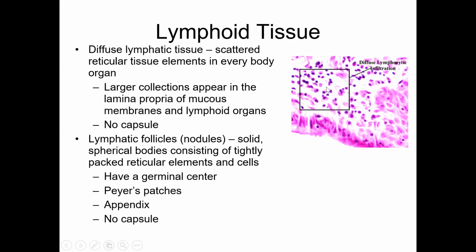So if you look at this, anywhere in your body, like under the epidermis, in any connective tissue, you can see these scattered lymph cells, lymphocytes. Like in this case, they are T cells. There's no specific structural patterns. It's just scattered cells, okay, together to make this diffuse lymphatic tissue.